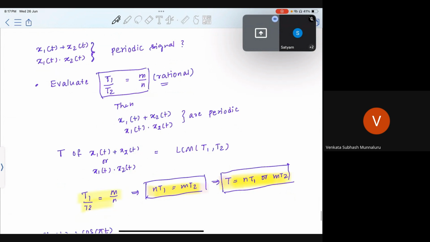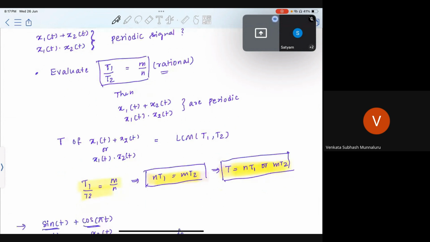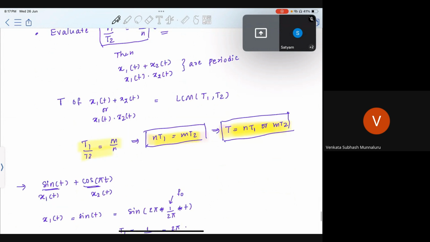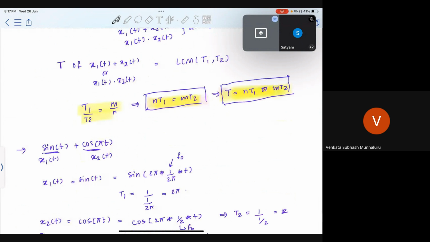Okay, and what is the period of the manipulated signal? The way you calculate T is either you take the LCM of these two numbers T1 and T2, or the simplest way is to take this fraction. T1 by T2 is m by n, and from this you get nT1 equal to mT2, and the fundamental period of the manipulated signal will be either nT1 or mT2. Okay, and this is what we have seen, and we have also seen one nice example.